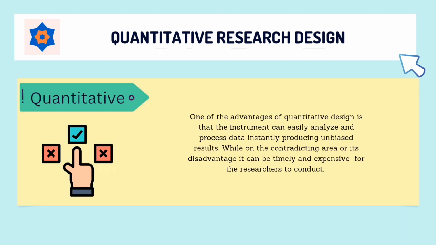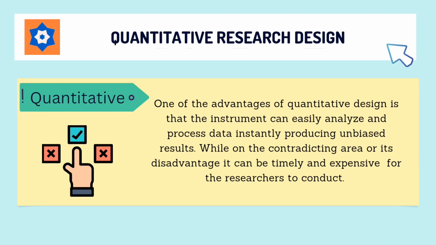Take note that this research design also has its pros and cons. One of the advantages of quantitative design is that the instrument can quickly analyze and process data, instantly producing unbiased results, while on the contradicting area, or its disadvantage, it can be time-consuming and expensive for the researchers to conduct.